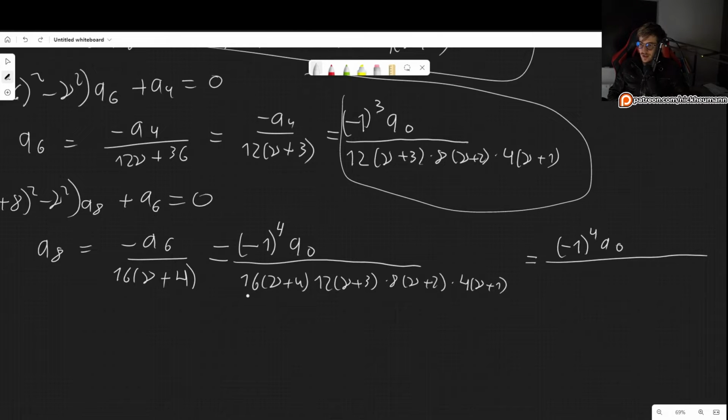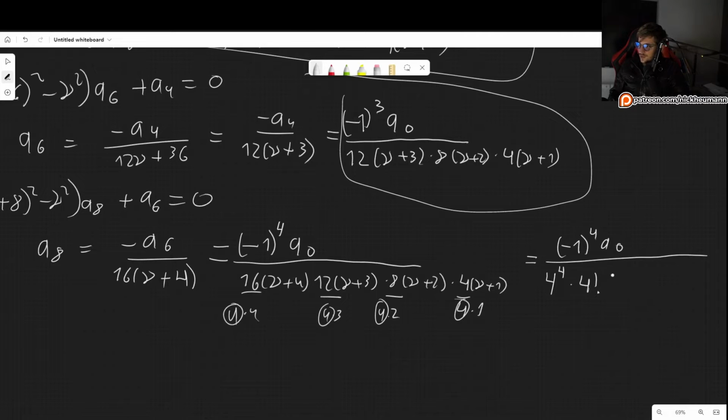But notice that we have 4 times 4 times 4 times 4. So we can't just factor out 4, we need to factor out 4 to the 4th power, right? Because this is 4 times 4, 4 times 3, 4 times 2, 4 times 1. So we get 1 from here, 1 from here, 1 from here, and 1 from here. So we get 4 to the 4th power. And then we have 4 times 3 times 2 times 1, which is 4 factorial.